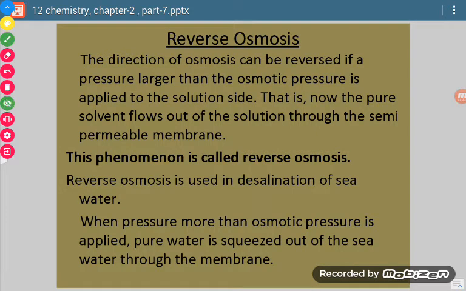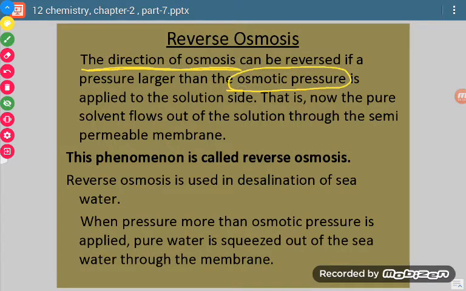Now, if we reverse the direction of osmosis, what is the definition of osmosis? It is the flow of solvent molecules from pure solvent to the solution. Now if we reverse this, meaning solvent molecules start moving from the solution to pure solvent, then it is termed reverse osmosis. Is it possible? Yes, it is possible. How?